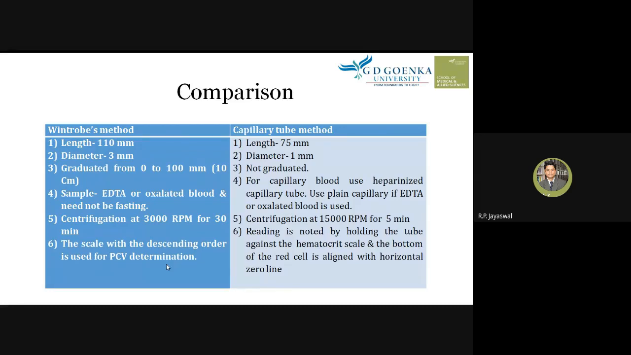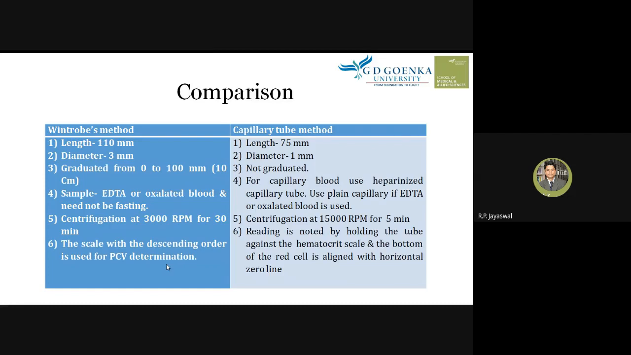Here the reading is noted by holding the tube against the hematocrit scale. After centrifugation we hold the tube against the scale, and the bottom of the red cell is aligned with the horizontal zero line. The horizontal lines are there in the scale, so the bottom of the tube is aligned to the horizontal line, and we can measure the level of packed cells against the hematocrit scale.